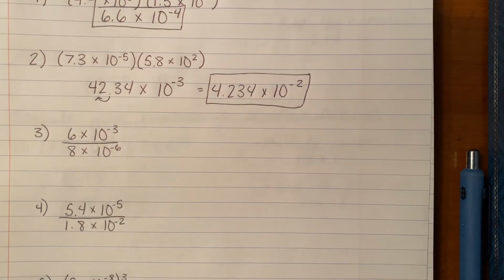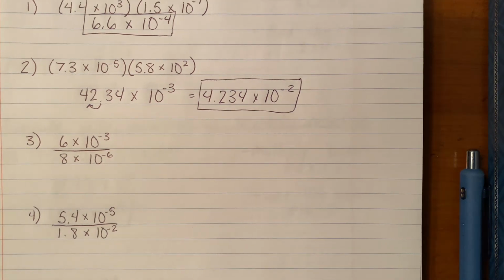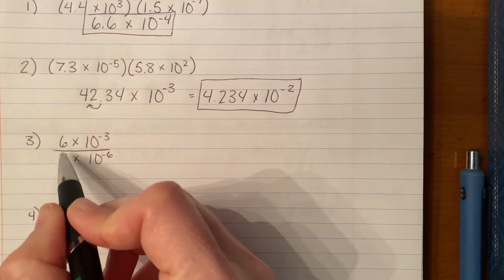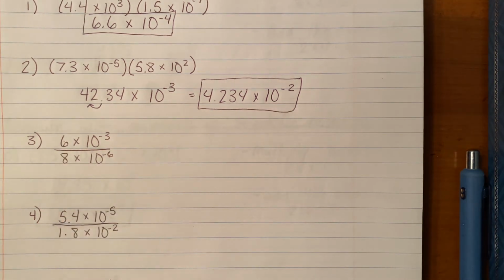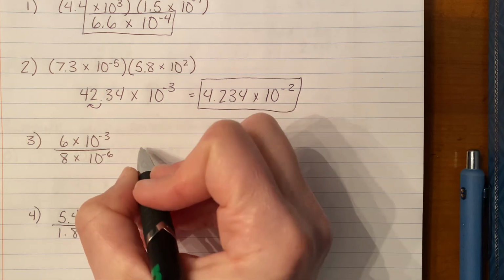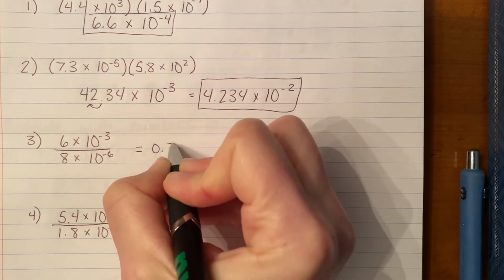All right, now I want you to go ahead and try 3 and 4. See what you get. All right, you've had time to try 3 and 4. So remember, we're going to divide our numbers. So 6 divided by 8. And we're going to leave it in decimal form, not in fraction form, because we're dealing with scientific notation. So we'll get 0.75.